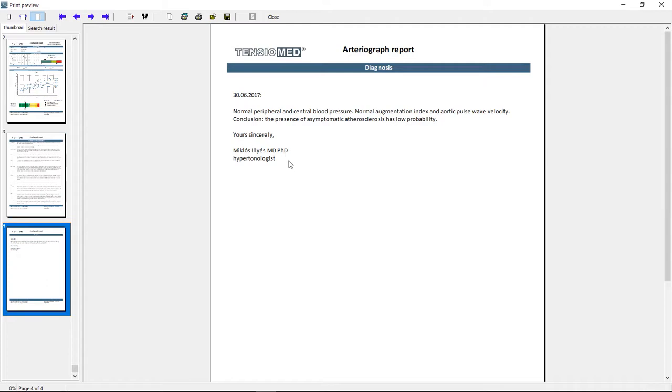Very finally, here you can see on the fourth page of the report your report and your opinion. I wrote about this patient that the patient had normal peripheral and central blood pressure, which indeed we could see. The patient had a normal augmentation index of 8 in the aorta, and a normal aortic pulse velocity as well. So we were able to conclude that the patient's parameters were absolutely normal, and the presence of asymptomatic atherosclerosis in this case had a very, very low probability.